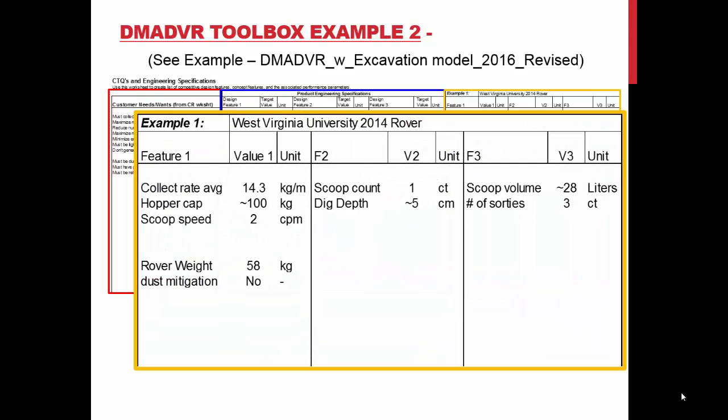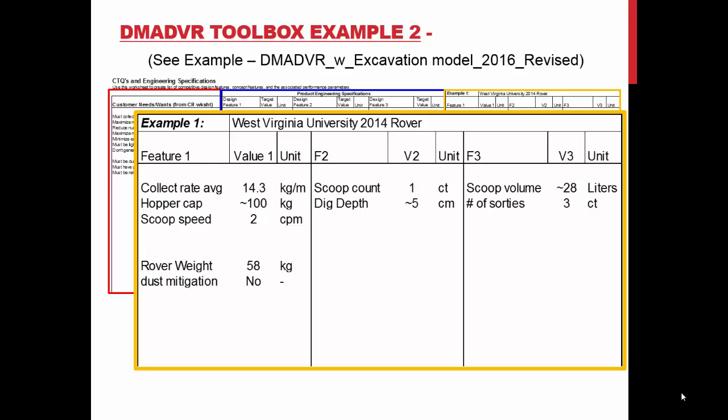We take a look at the values on some of those rovers that were investigated. Here for the West Virginia, we can see that it had an average collection rate of 14.3 kilograms, that it was utilizing one large scoop that had a volume of 28 liters, that its hopper capacity was approximately 100 kilograms, that it would typically dig about 5 centimeters deep.